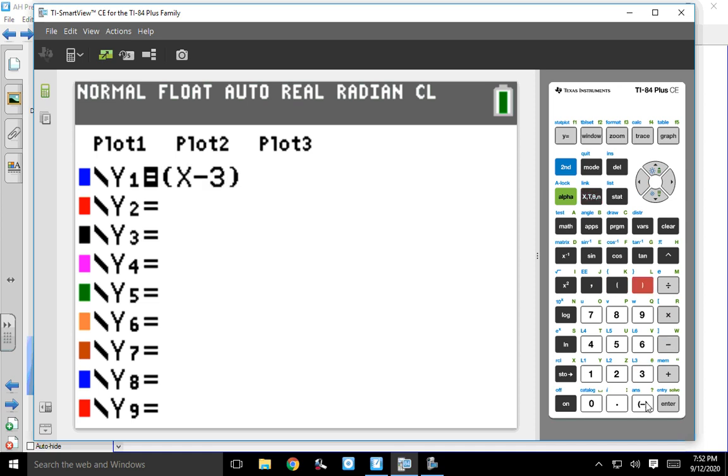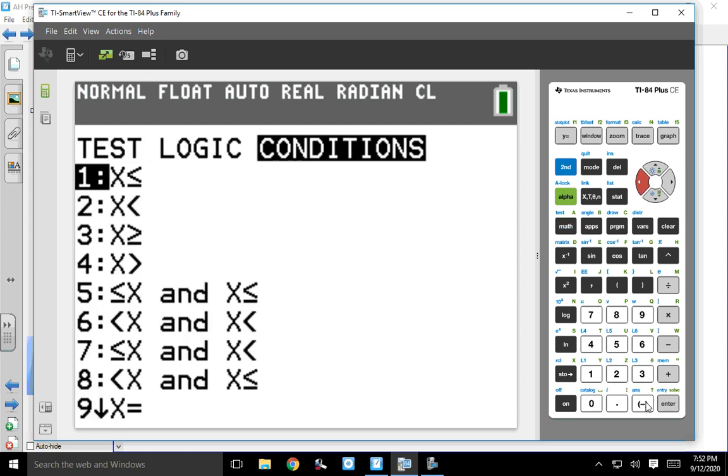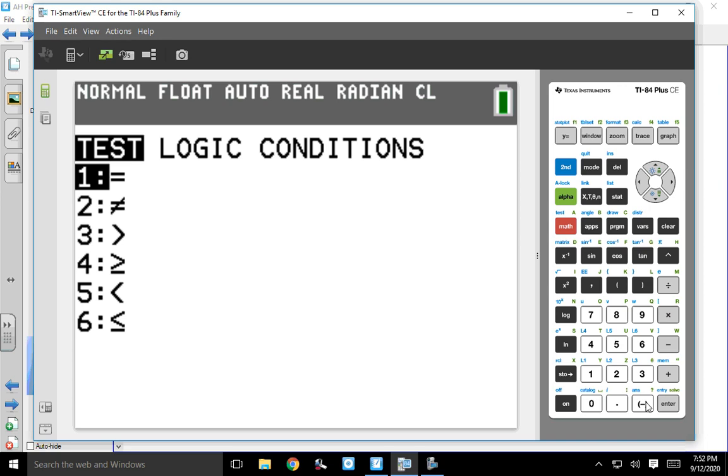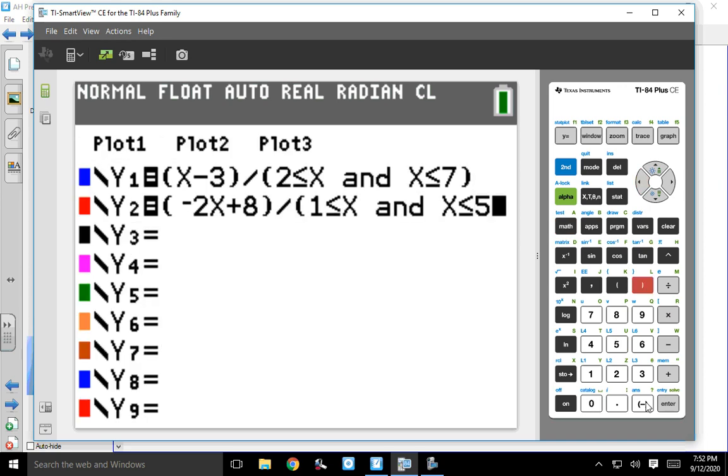So we've got x minus 3, and again, we're going to divide that by our domain, which is from 2 to 7. And that's under your test menu. Again, I'm going to grab the conditions because I like that feature there. It automatically has all the extra stuff I need there. So I can just put in my 2 and 7 in there. And then negative 2x plus 8. And we got to divide that by its domain, which is from 1 to 5. All right, so make sure you get those put in there correctly there.